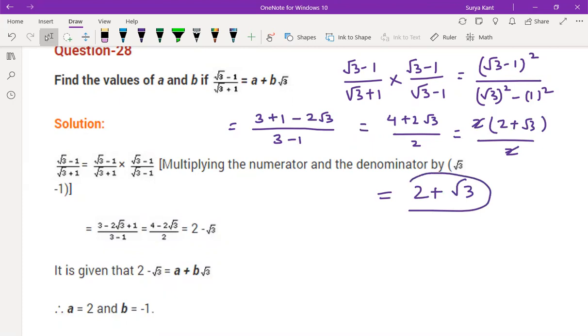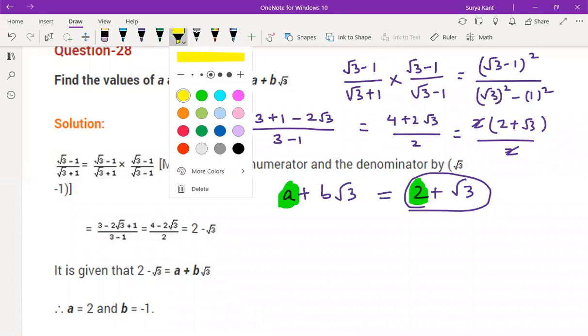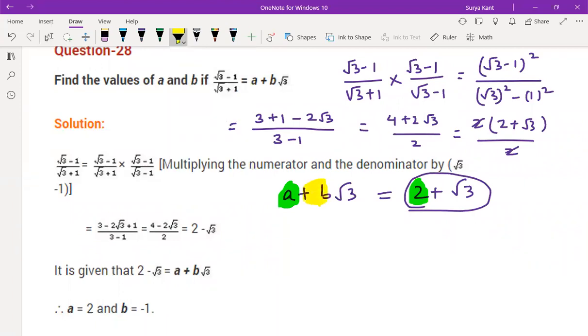Now you have to compare this with what? a plus b root 3. In place of a, it is 2. And in place of b, what is there? You should match with sign also. This is plus, no problem at all. Plus b is nothing but plus, what is there? Root 3 is not coming. Root 3 is 1, so here 1 is hidden. So we can write here 1.